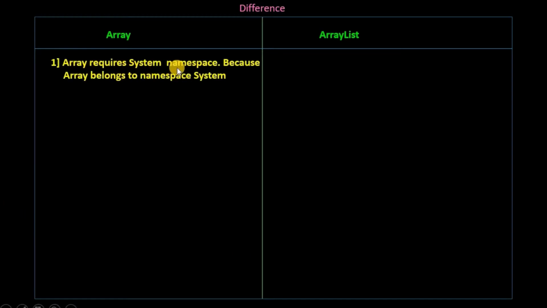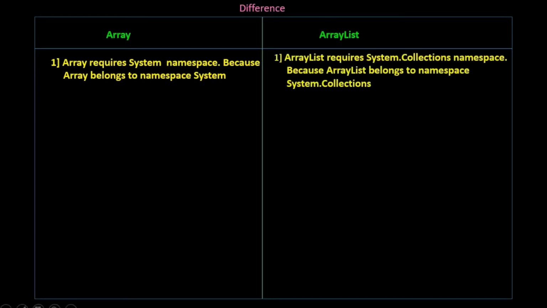Array requires the System namespace because array belongs to namespace System. ArrayList requires the System.Collections namespace because ArrayList belongs to namespace System.Collections.